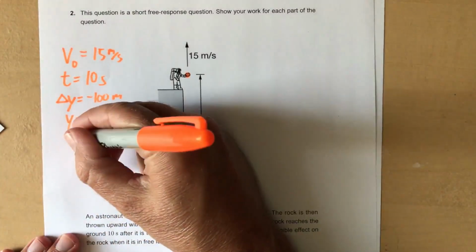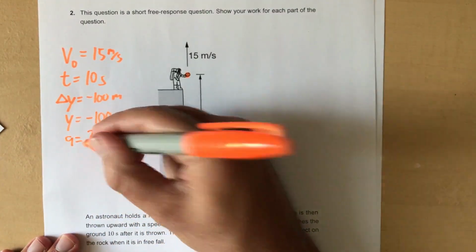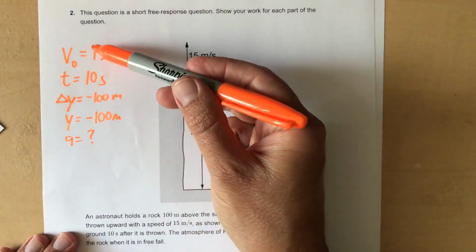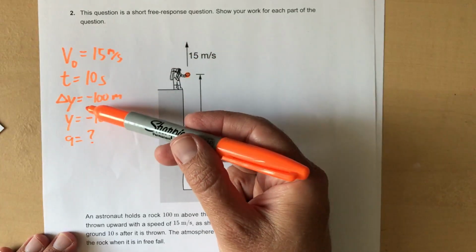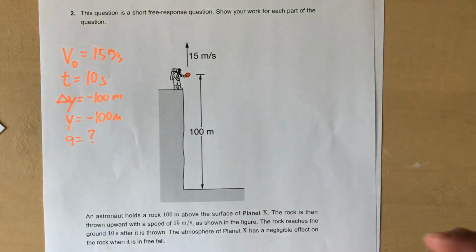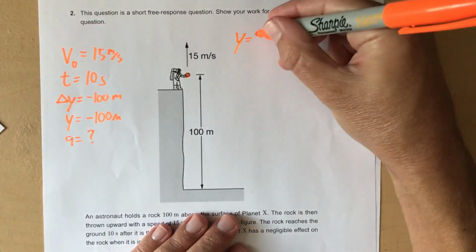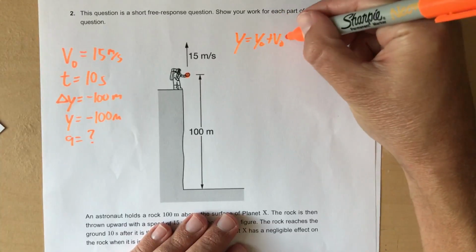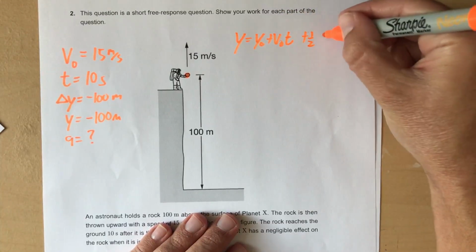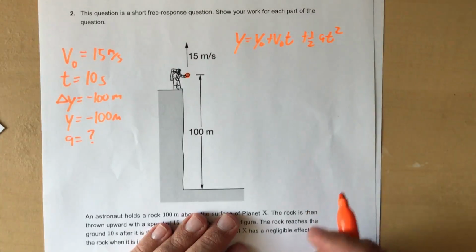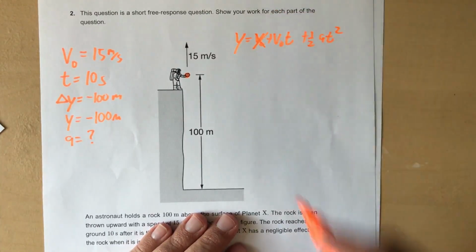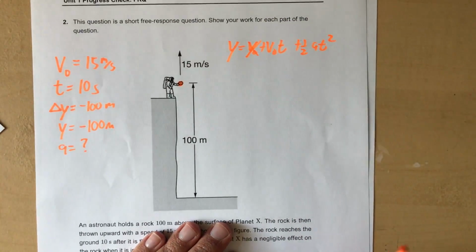And we're looking for the acceleration. So what equation mentions initial velocity, time, displacement, and acceleration all at once? And it is the third one. So the third one looks like this: y equals y0 plus v0t plus 1/2 at squared. But we're just going to call the origin 0. In fact, I pretty much always do that.